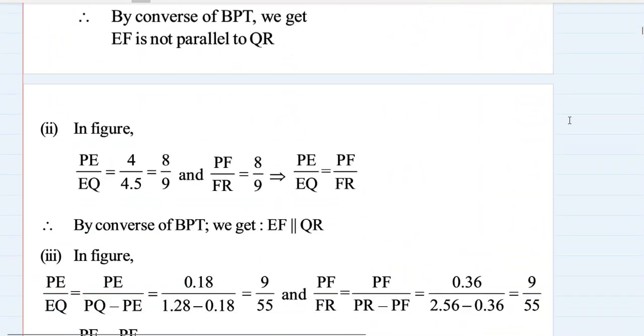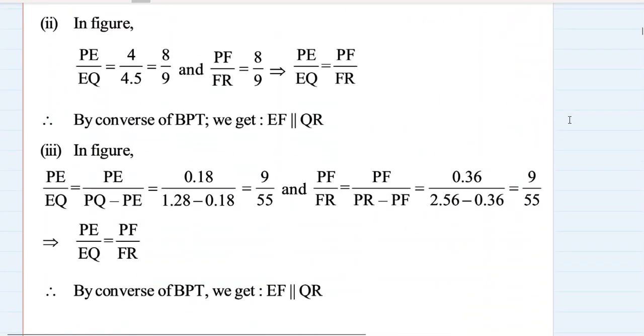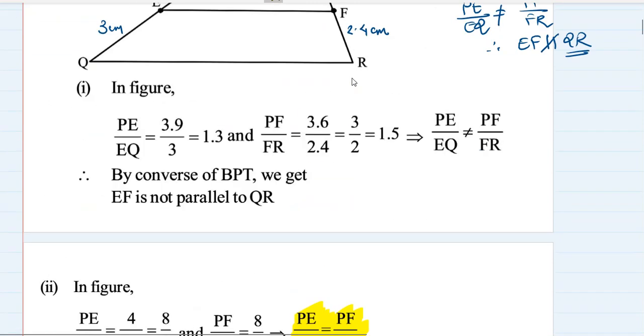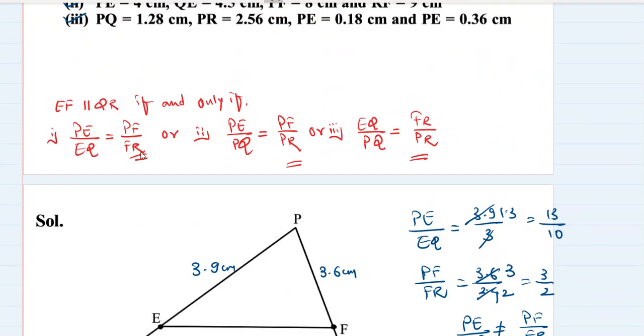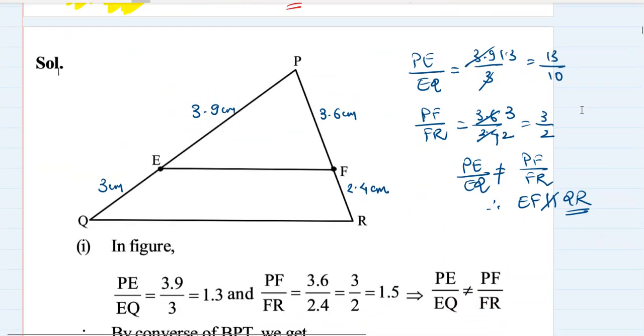The second one is parallel, and the third one is also parallel. So I hope that this is your calculation which you are getting for the second and third one. For the second one, the ratio which they are getting is PE upon EQ is equal to PF upon FR directly. That is the direct ratio, the first ratio which we used in the first question also.